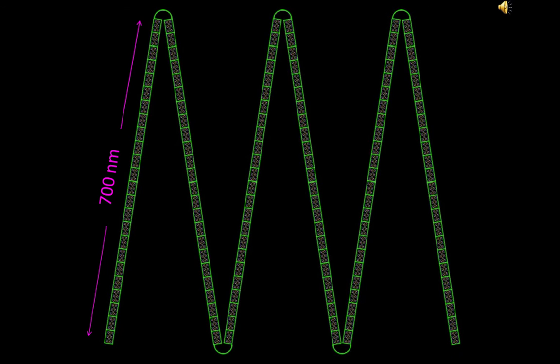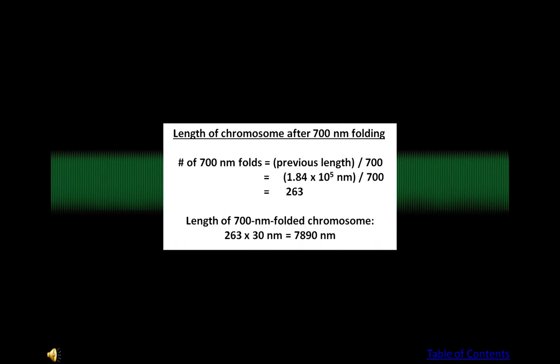As for the length of the new structure, that's simply the number of 700 nanometer folds multiplied by their width. Switching back to the previous axial view, you'll recall that the thickness of the wall to which we're applying the curtain-like fold is still only 30 nanometers. Therefore, the length of the new structure is 263 times 30, or 7,890 nanometers, which we can surely round off to 8,000 nanometers.